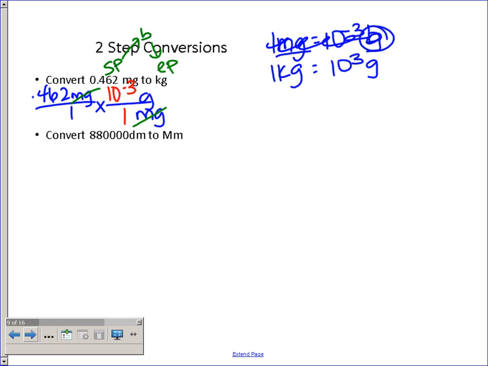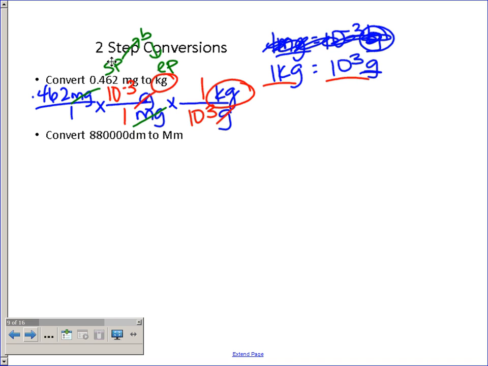I've used this equivalence measure. Now I only have one equivalence measure left. Does it have grams in it so that I can cancel? It does. So if grams goes on the bottom, kilograms has to go on top. Plug in the value. 1 belongs with kilogram. 10 to the third belongs with gram. Grams cancel. I'm in kilograms. The problem asked for kilograms, so I can solve.